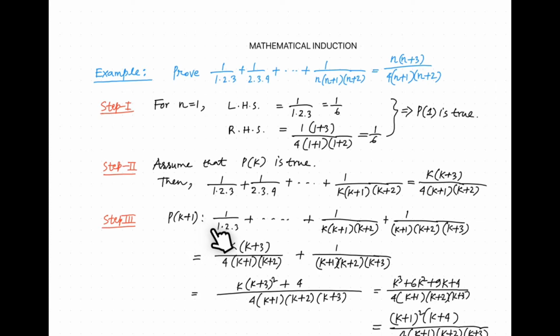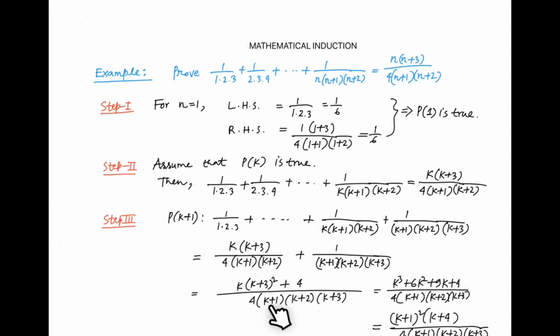So in the left hand side for Pk plus 1, the sum up to the kth term, as it was, we will take, and the k plus 1th term will be there. So up to this term the sum is given by this, so we will replace this by k into k plus 3 by 4 into k plus 1 into k plus 2, and we will rewrite the k plus 1th term as it was.